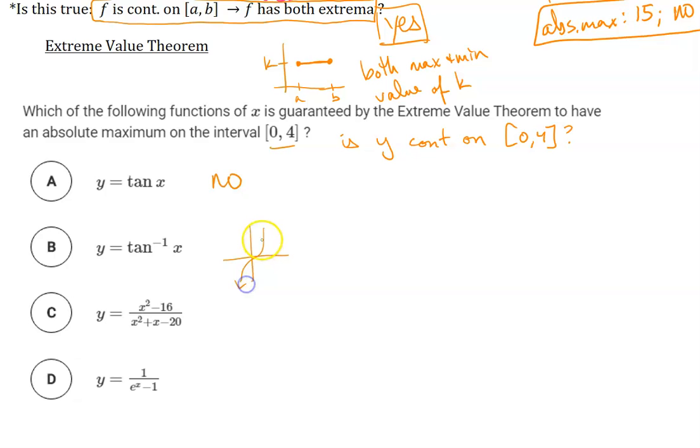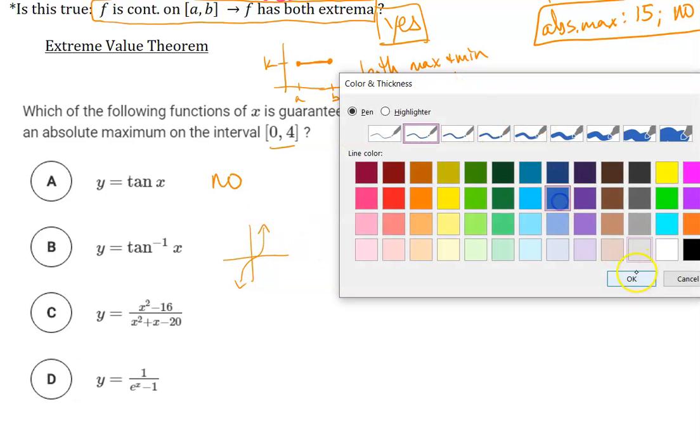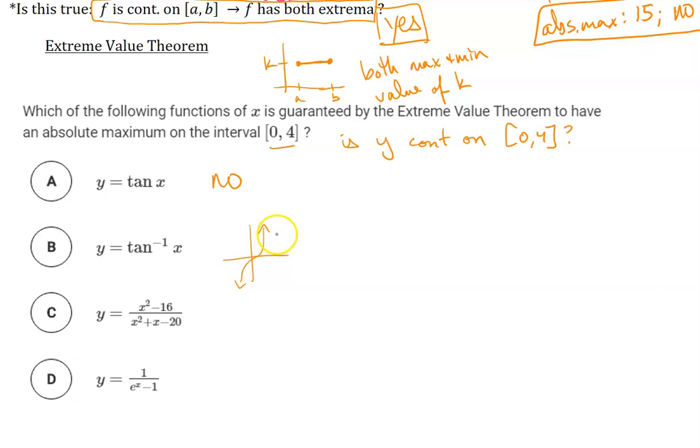Thinking about a graph here, here's tangent, then the inverse of that has an input from negative to positive infinity, and actually looks kind of like this. So yes, this one satisfies the EVT. So that's going to be our answer. Let's go ahead and consider the other two, though.